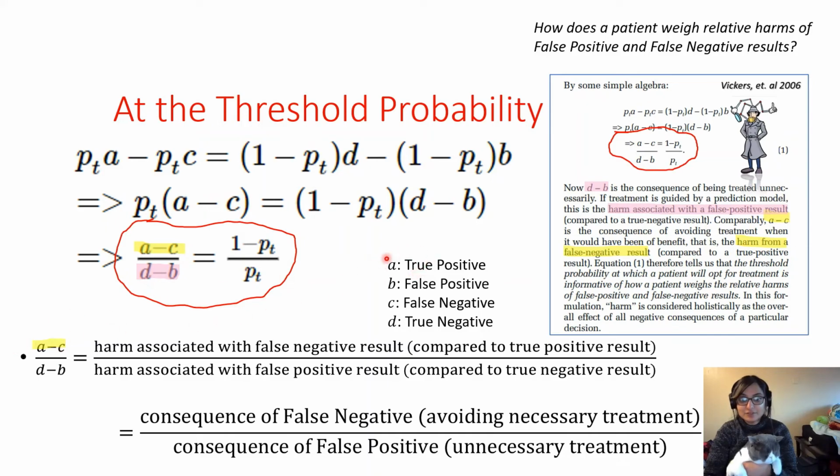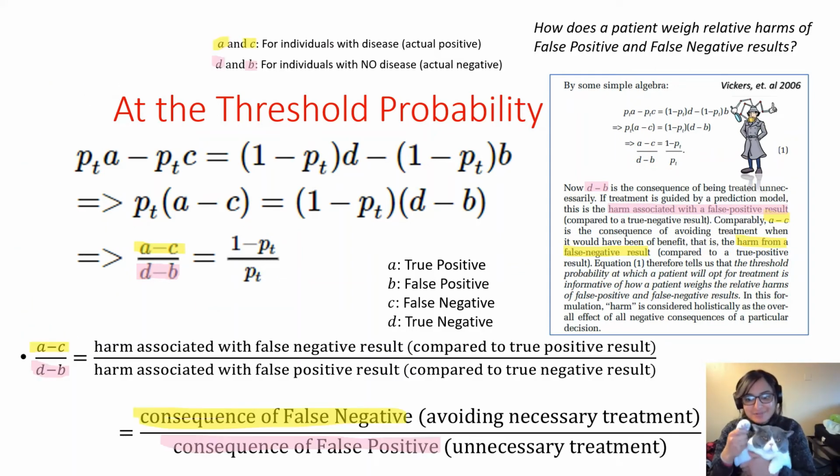So for the individuals who actually have the disease, we can truly predict that they are positive, or we can falsely predict that they are negative. And this is the harm associated with a false negative result. That's what the numerator is, the consequence of a false negative. Whereas the denominator, on the other hand: D is a true negative, those who are actually healthy, while B are false positives. So in the numerator we're looking at A minus C, this is for the diseased.